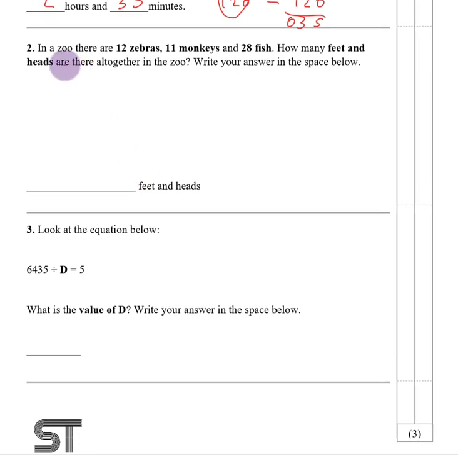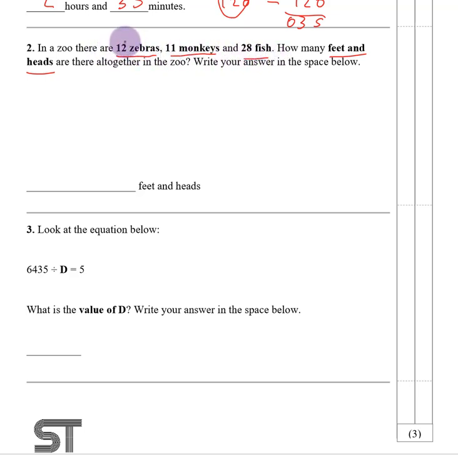Number 2, in a zoo there are 12 zebras, 11 monkeys and 28 fish. How many feet and heads are there all together in the zoo? So what we need to do basically is figure out how many feet and heads are on each of these, times it by the number that are there, and then add them all together.